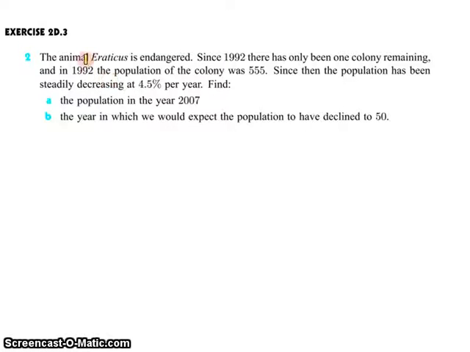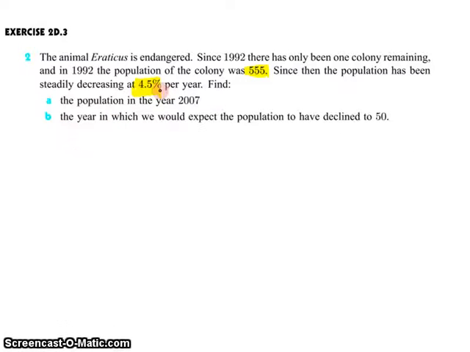In this question, we're told about an animal which is endangered. Since 1992, there's only been one colony remaining, and that colony's population in 1992 was 555. Since then, the population has been steadily decreasing by 4.5% per year. We want to find the population in the year 2007.